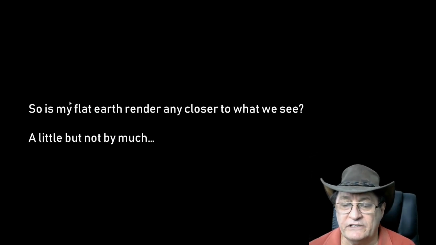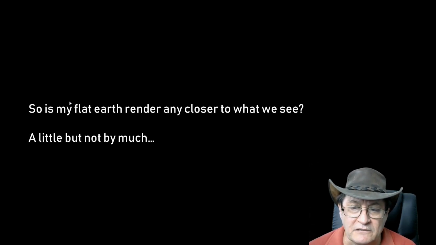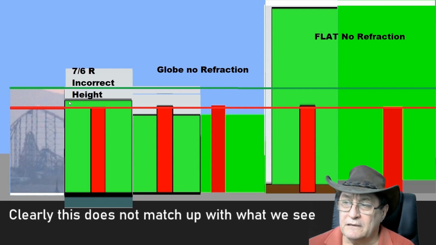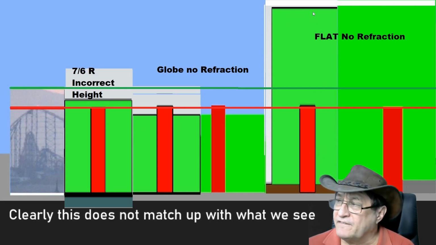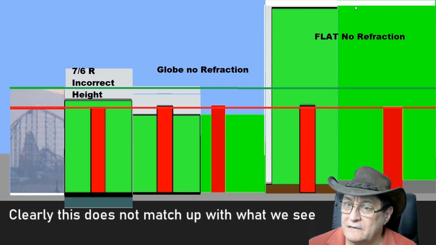Now, 2 years ago, in the original video that this material was from, Exploring the Plane said, "Is my flat Earth render any closer to what we see?" And he says it is, a little closer, but not by much. So I did this comparison, and I've put here, this is the 7/6R using an incorrect height. This is the globe with no refraction, and this is the flat Earth. His rendering, my rendering, the flat Earth. Now he said this flat Earth was a little bit closer to the correct height. What do you reckon? Do you reckon it's closer?